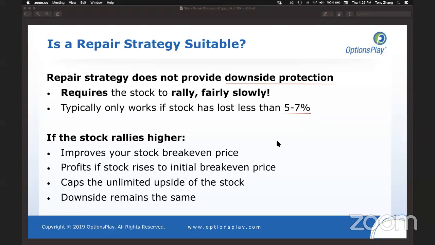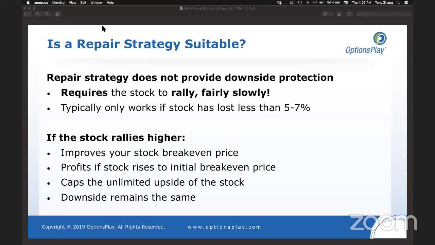So many times, most people do not find themselves in this position where a stock has only lost 5 to 7% and they're looking to repair. Many times, from when I hear about this strategy, it's usually from users who have already lost well in excess of 10% on their overall trade. And many times at that point, it is too late to try to repair a strategy. Now, I will come back to these points when we go through the examples here.